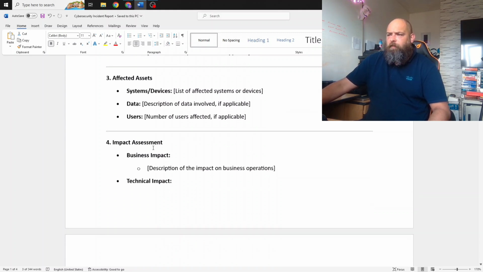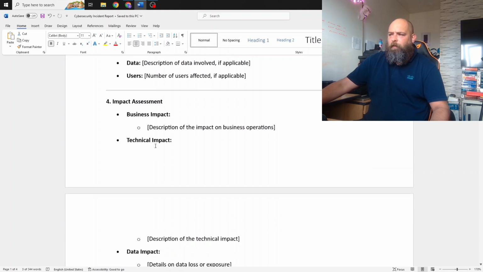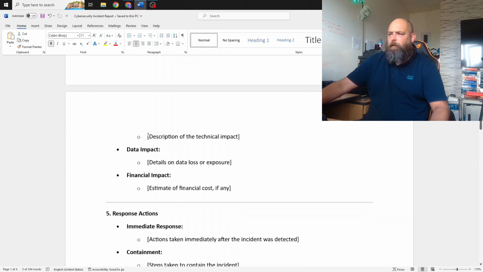Next up is the impact assessment in terms of the business, so a description of the impact on business operations, and then there is the technical impact. So there'll be a description of that, followed by data impact, so there'll be details on data loss or exposure, and the financial impact of that. So there's an estimate of financial cost, if any.